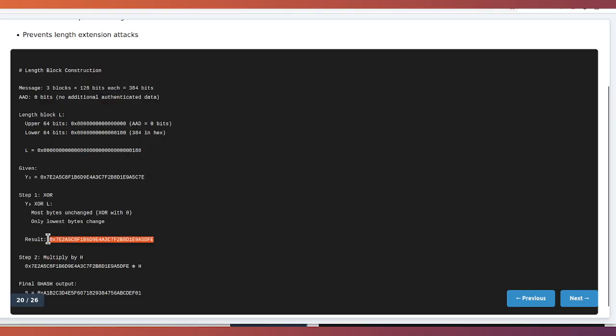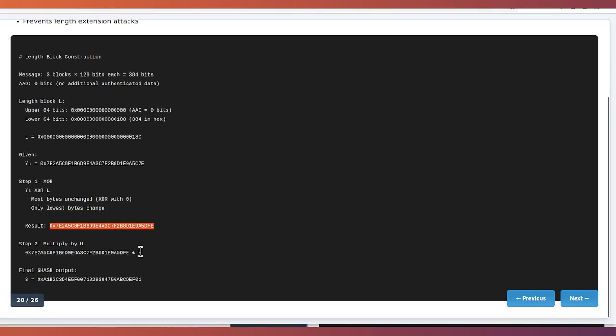Step 2. Multiply by H. We compute beginning with 7e and ending with DFE times H. The result after multiplication and reduction is the final GHASH output S equals beginning with A1 and ending with EF01. This S value depends on all message blocks plus the length information.